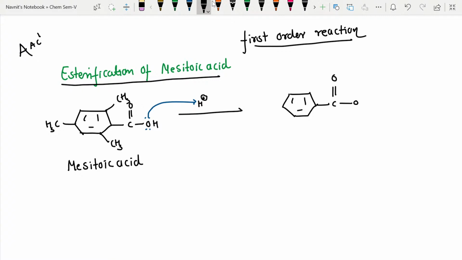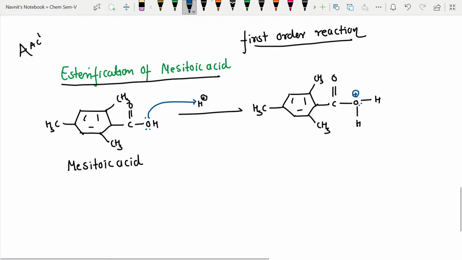This gives the protonated acid. One of the lone pairs is used for the protonation. That's why this oxygen becomes positively charged, and still one lone pair is left on this oxygen.